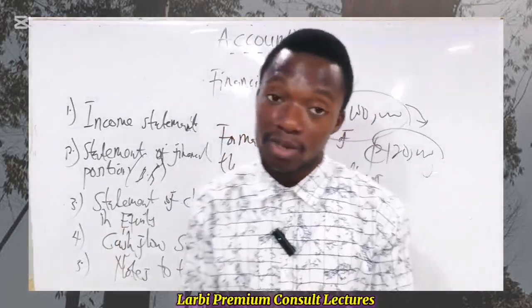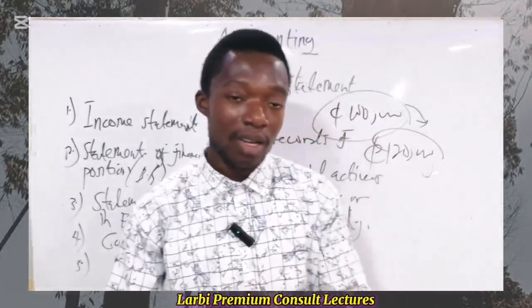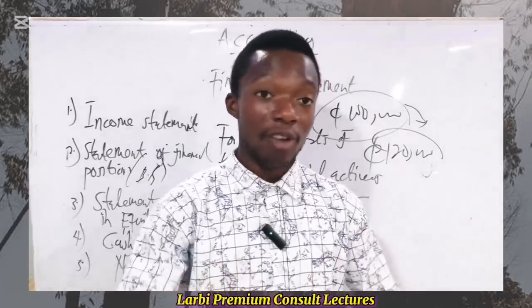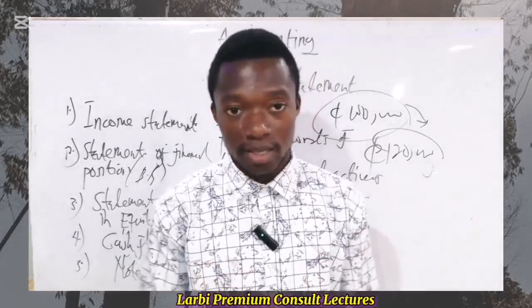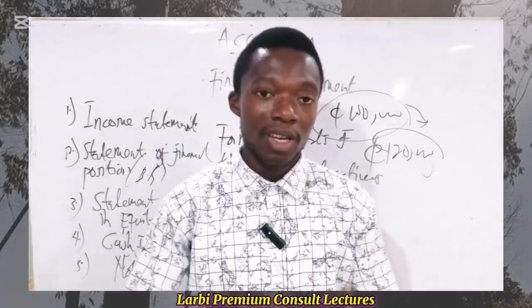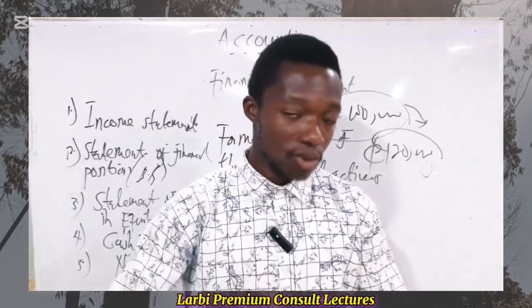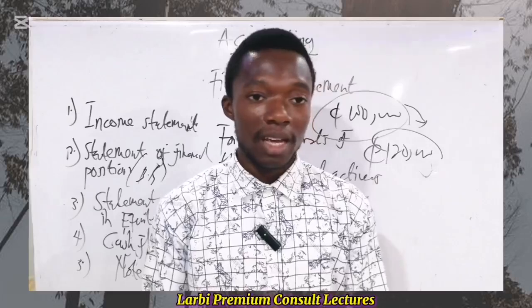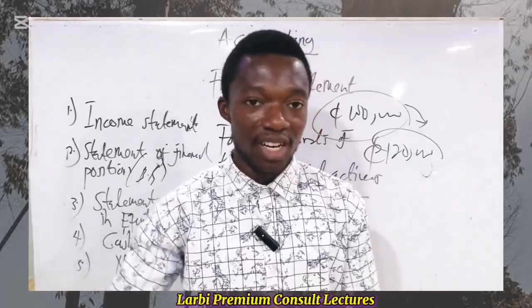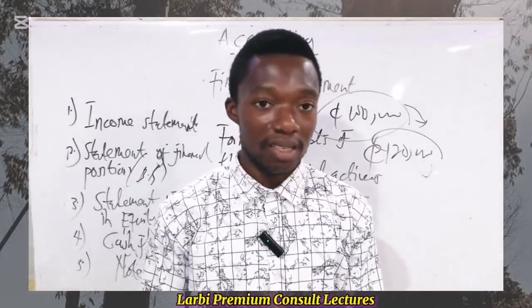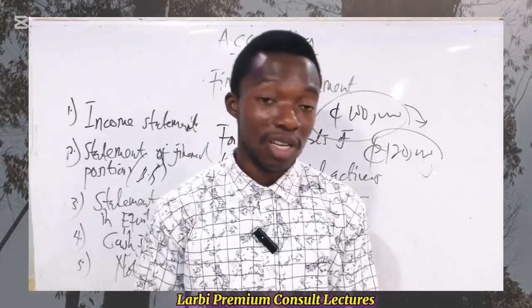And we have the cash flow statement. The cash flow statement tells us the inflow and outflow of cash and its equivalents. We want to know the cash that has come in, the cash that has gone out, and even any cash representation like a cheque. A cheque can be a cash equivalent. A promissory note can also be a cash equivalent.